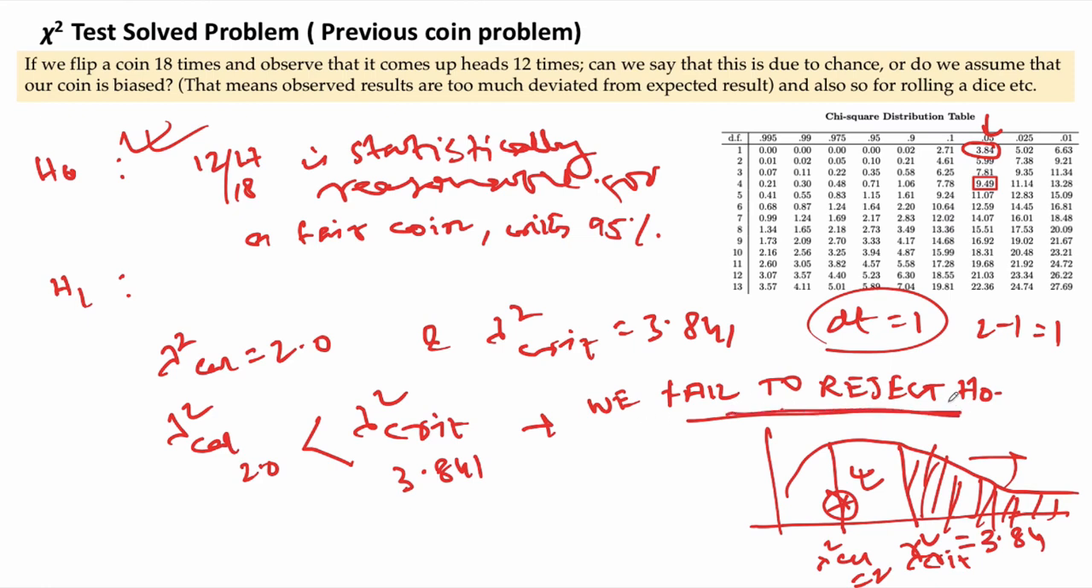That means it is pretty reasonable to get 12 heads in 18 flips. Clear? Hope you have understood how to calculate the null hypothesis, how to write the null hypothesis and alternate hypothesis in the chi-square test, what the parameter is to decide the hypothesis testing, and how we can test the hypothesis based on the chi-square cal value and the chi-square critical value.